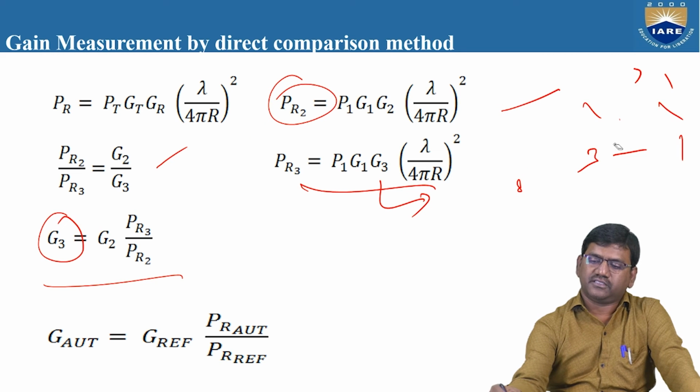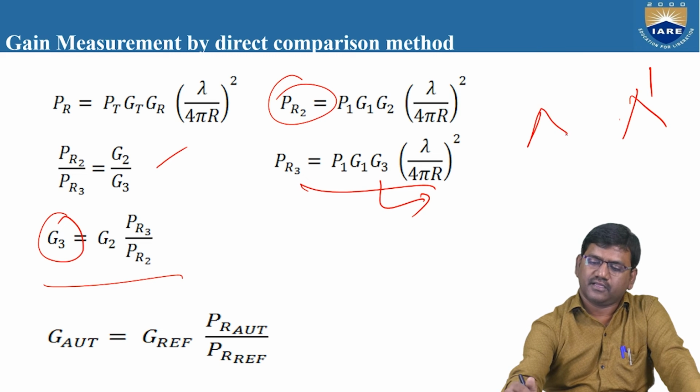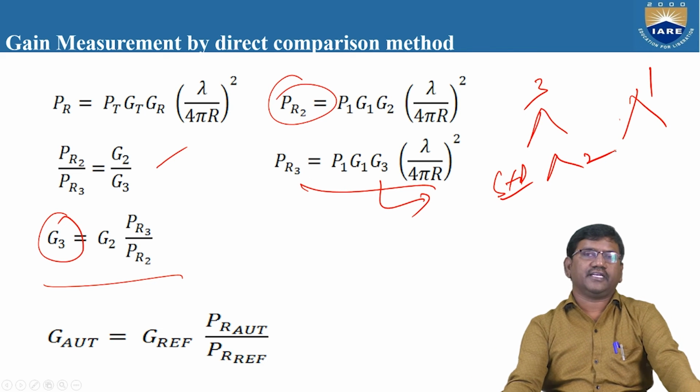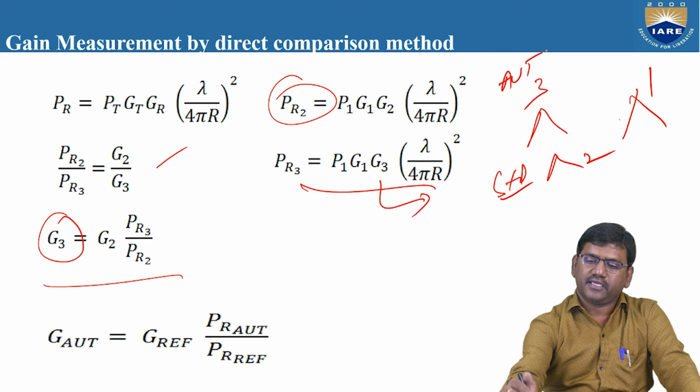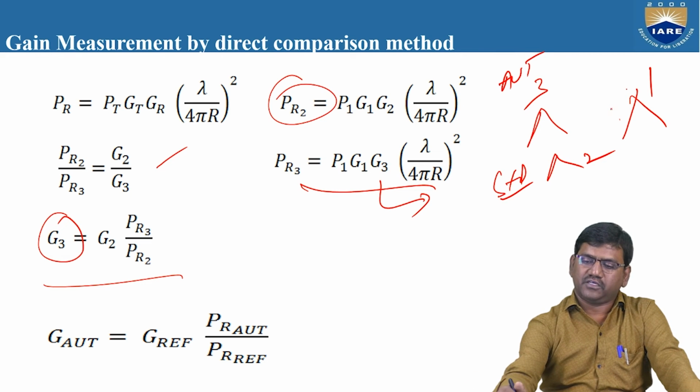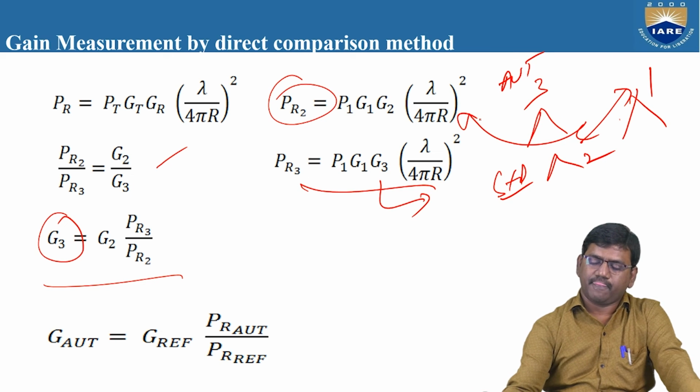Out of these three antennas, there is one, this is 3, and this is the standard antenna. This is 2. Our intention is to find the gain of the AUT. Here 3 is the AUT. So when 1 and 2 are connected, we get this equation.